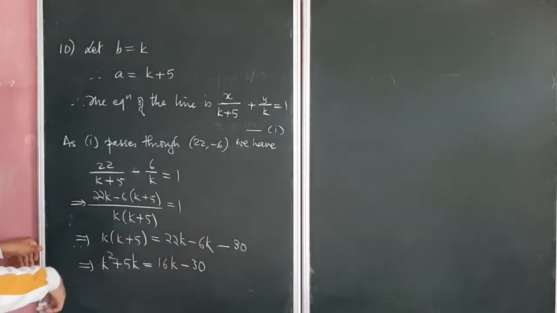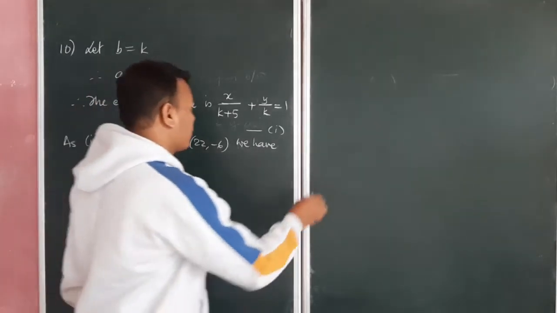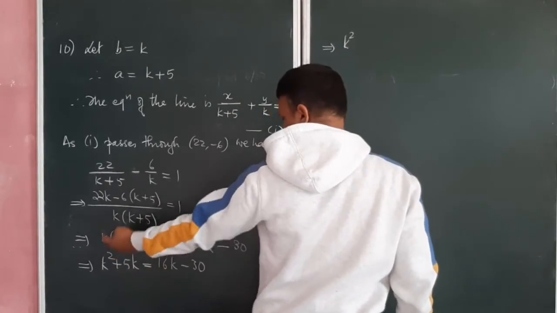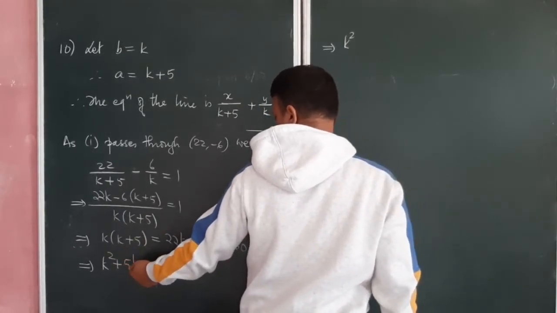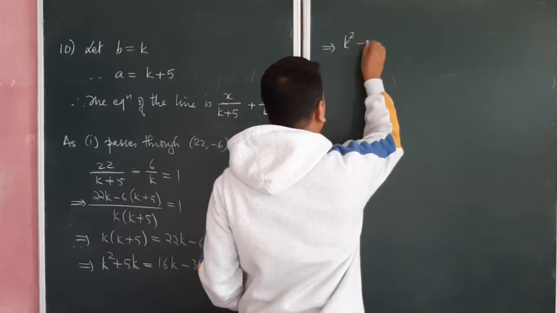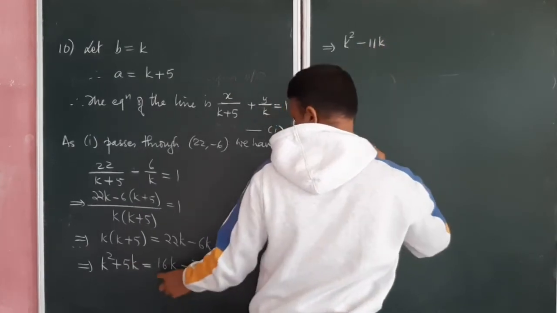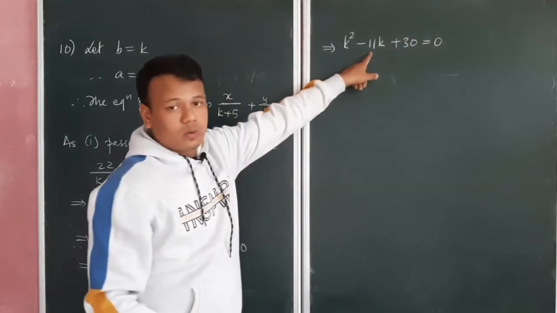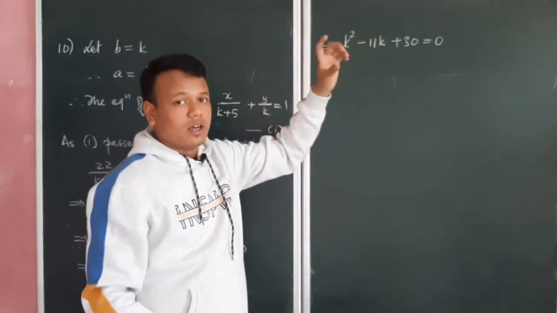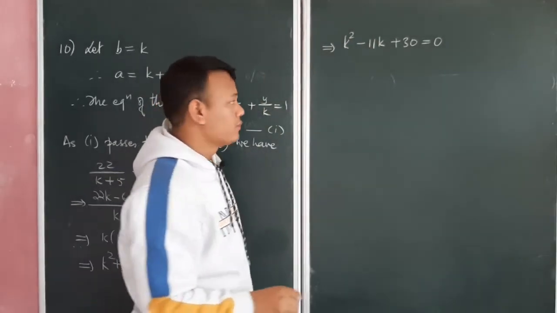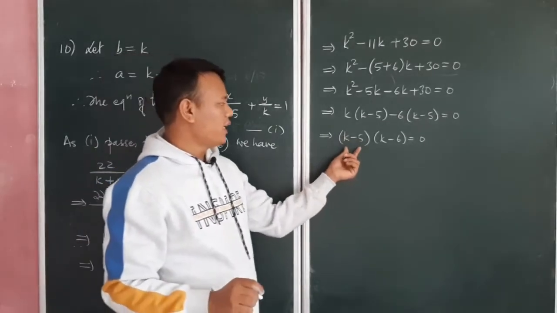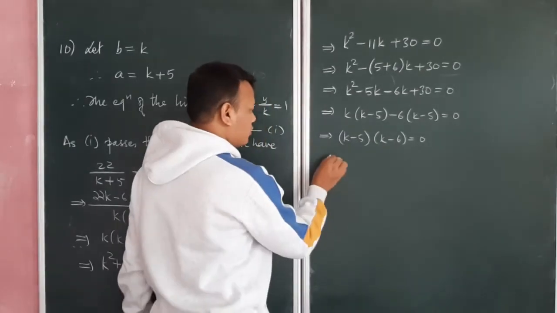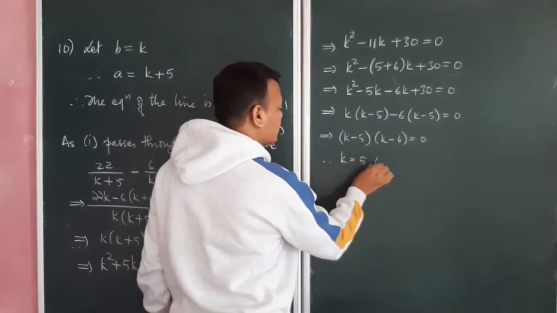Get everything to the left hand side. You'll have k square, and 5k comes over there, so minus 16k plus 5k is minus 11k, plus 30 equals 0. This is your quadratic equation. From here you have to arrive at the solution by yourself. After factorization, your answer will be (k minus 5) into (k minus 6) equals 0. So k equals 5 and 6.